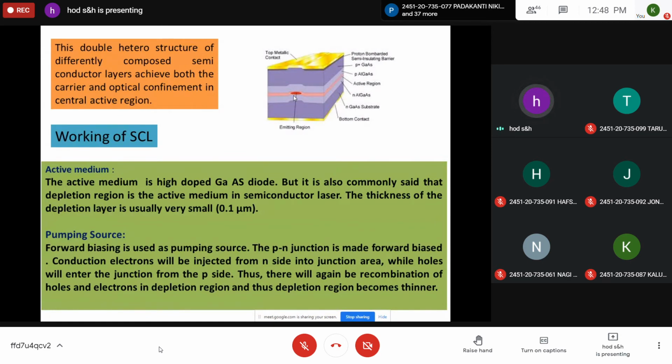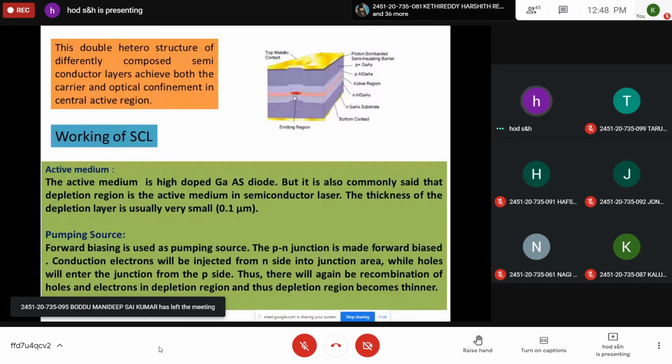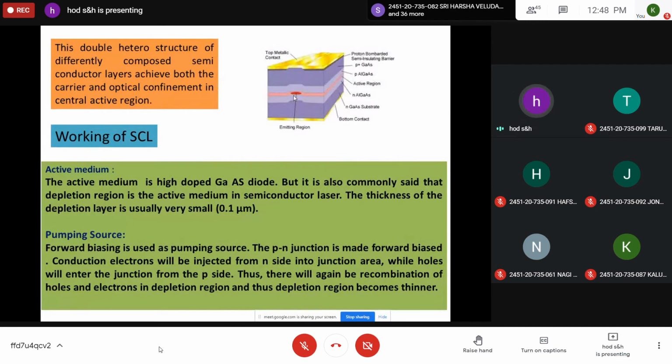For this, you need a series of p-type and n-type layers with different band gaps and also different refractive indices. The band gaps are selected in such a way that charge carriers are confined to the active region, and the refractive indices of the p-type and n-type materials are selected in such a way that after recombination, the light output can be guided properly. So the selection of material is very, very important here. They are selected so that both the carrier and the optical confinement are achieved in the central active region. In this way a semiconducting laser is fabricated.